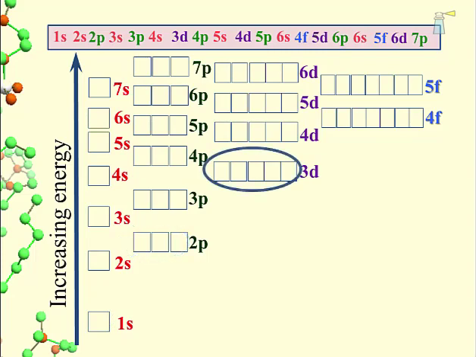There are 5 boxes representing the 5 types of d orbitals. This type first appears at energy level n equals 3. There are 7 boxes representing the 7 types of f orbitals. This type first appears at the energy level n equals 4. Filling the representative orbitals with electrons comes in another lecture.